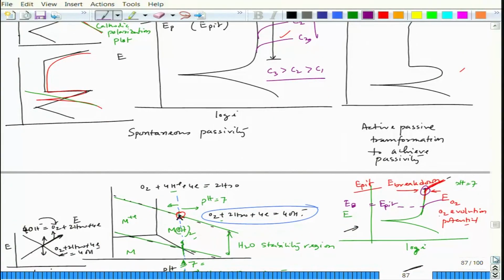Okay. So let me stop here. We will continue our discussion on pitting in our next lecture also. We will try to understand the mechanism of pitting, and once we know the mechanism of pitting, we can construct some of the protection routes which can prevent pitting.